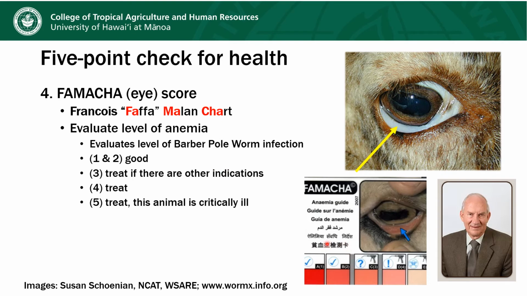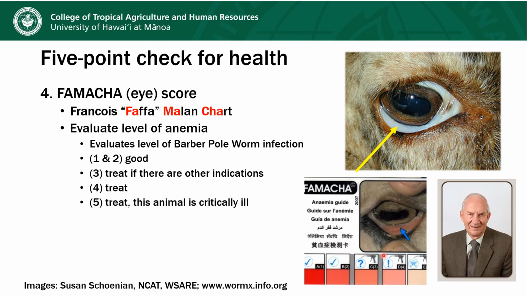Scores of 1 and 2 are good. And if your animal scores in this area, it's not likely to be anemic. That doesn't mean that it doesn't have parasites. Almost certainly it does, but at least it tells us that the level of the Haemonchus contortus, or barber pole worm, is not high at the moment.